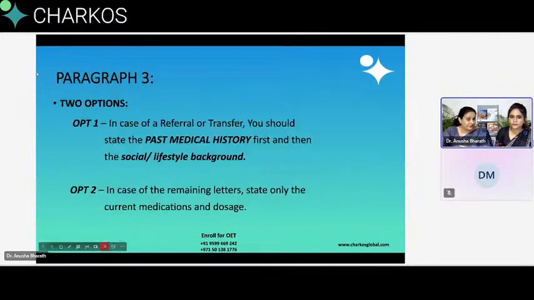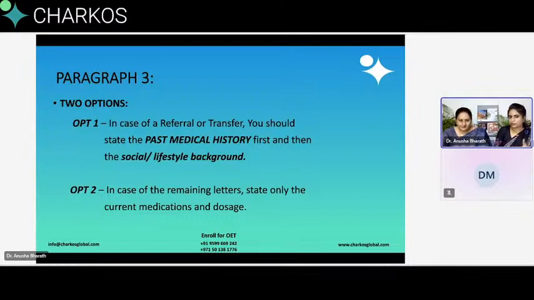What about the next paragraph? So the third paragraph, as you can see on screen, we have given 2 options. In these 2 options, we are going to divide it. As I already said, a referral letter and a transfer letter are pretty similar in their organization. So in these 2 letters, you should state the past medical history and the social background in your third paragraph. So here also, please keep in mind that you will be talking about the past medical history first and then the social or the lifestyle background.